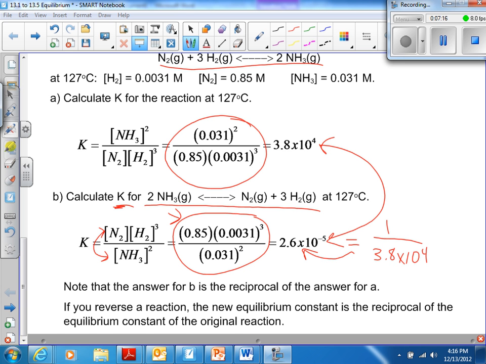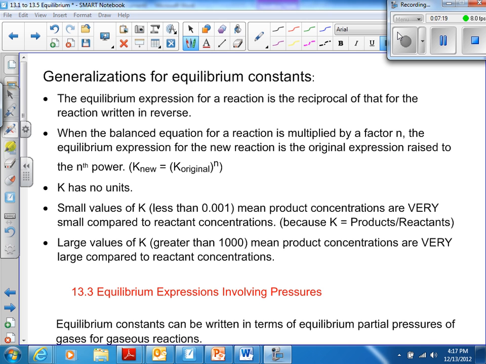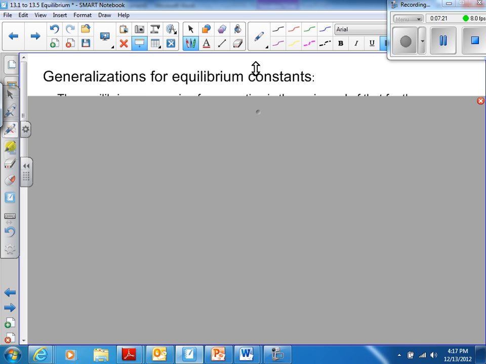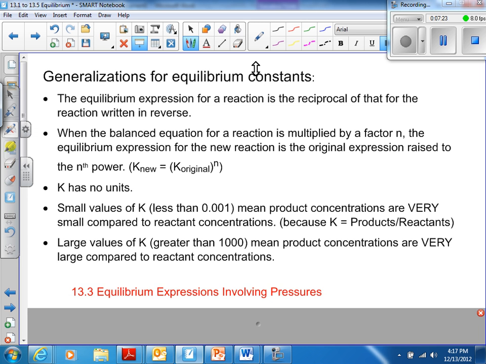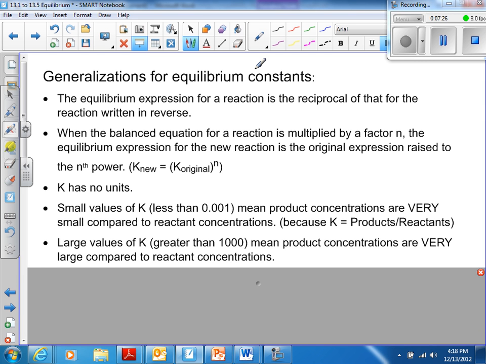Okay, I've got a whole bunch of generalizations here, and I'm going to cover them up a little bit. I don't want you to see below there. There we go. Okay, some generalizations. First one is what we just talked about. I'm not going to repeat it. Another one, this is a very important one. If you multiply a reaction by a factor n, so if you double a reaction, for instance, then you're going to raise the equilibrium constant to the nth power. So if you double a reaction, the new K would be the old K squared.